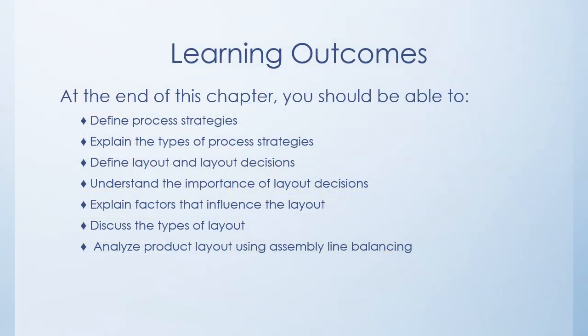Okay, the learning outcomes for this chapter is, first is to define process strategies. Second, explain the types of process strategies. So this is the first part, process strategies. Then the second part, we go to the layout decision. To define the layout and layout decision, what are the importance of layout, factors that influence layout, types of layout, and finally we are going to look at the analysis of product layout. So from here, it involves the theory for the second part of this chapter, and only this one is calculation.